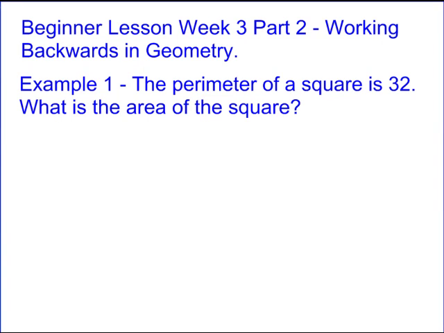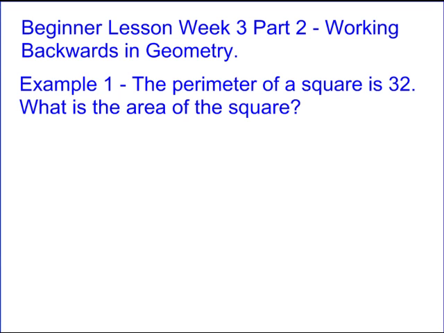Okay, in this problem, we're going to start this section of the beginner lessons. We're going to talk about doing geometry backwards, which means you're given something that we're used to finding, and then you have to find something else. So in this first example, it says the perimeter of a square is 32. What is the area of the square?